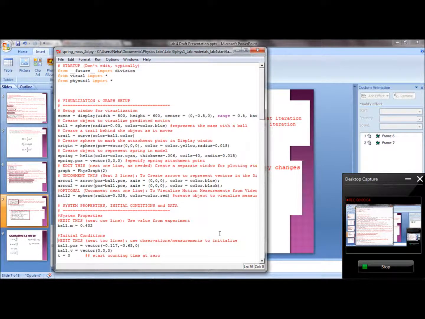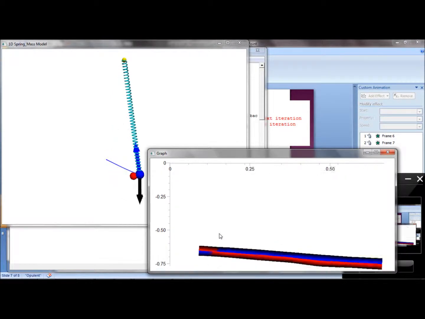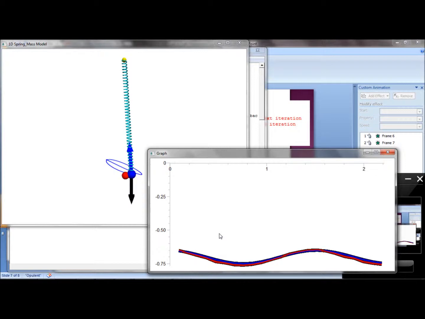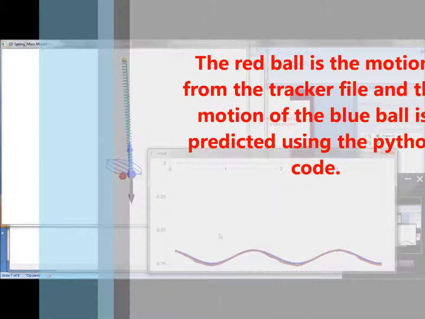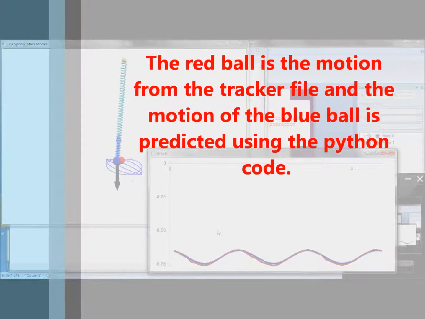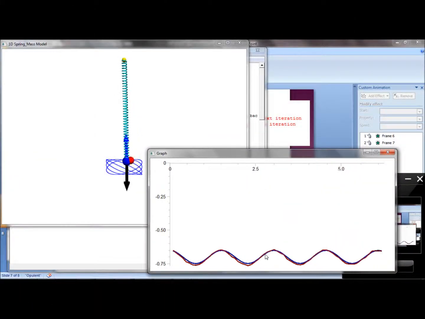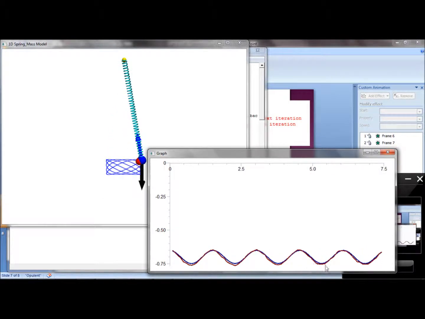Here I graphed the position of the spring simulated using Python and the values taken from Tracker so we can compare them. Based on the graph and the motion of the red and the blue balls, the Python code simulates the motion properly with only a slight error. As we can see here from the graph, the actual motion of the spring varies slightly compared to the motion that is calculated by the Python code.